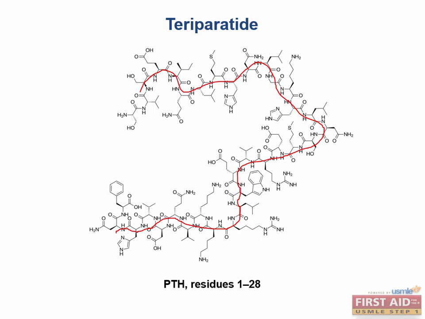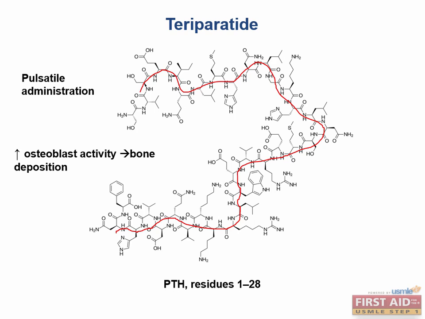So how do you think it works? It's given in a pulsatile fashion, once daily subcutaneously. While continuous PTH causes bone to melt away, like we see in hyperparathyroidism, this pulsatile administration actually increases osteoblastic activity and boosts bone density.